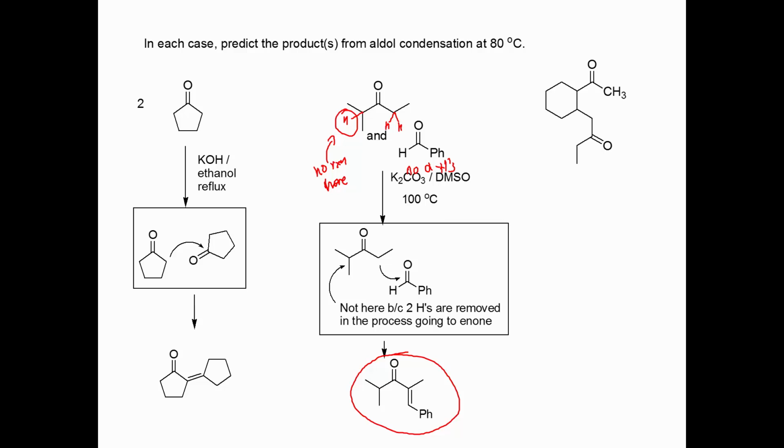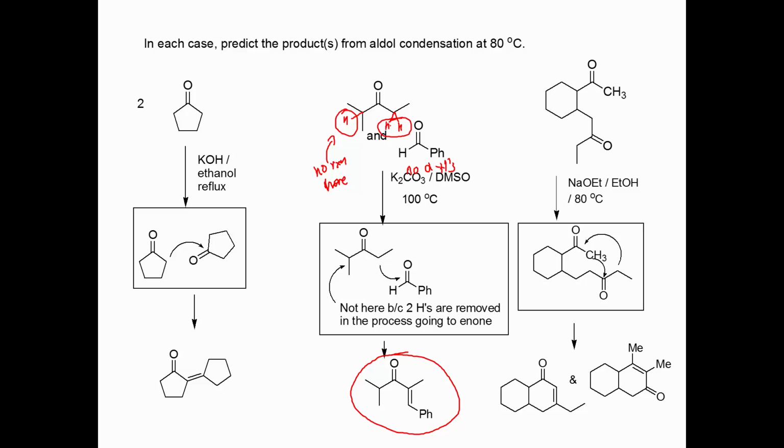Because to make the alpha beta unsaturated ketone, you actually are removing two hydrogens from the system here. So both of these hydrogens here and both of these hydrogens that I just circled are being removed in the process of making the alpha beta unsaturated ketone. Okay, so it only happens on the side that has two alpha hydrogens since we're doing the reaction at 80 degrees. All right, the last one is an intramolecular aldol, and there are actually two distinct possibilities.